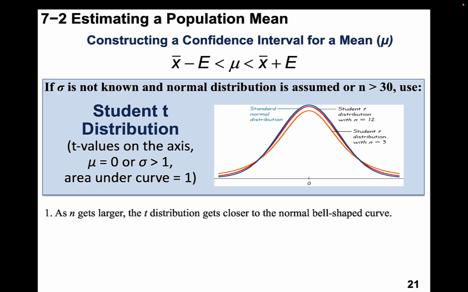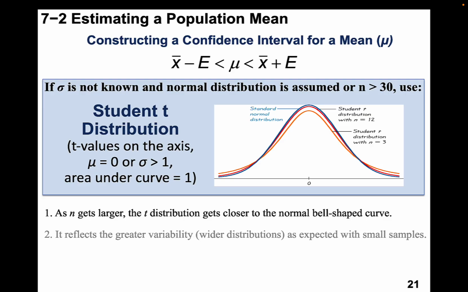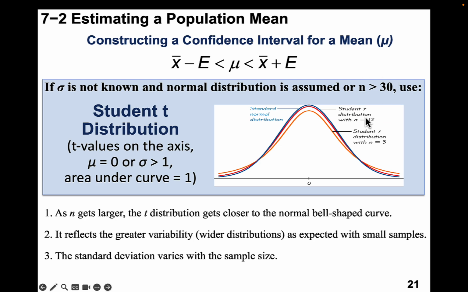A couple things to note about the student t distribution: as n gets larger, the t distribution gets closer to the normal bell-shaped curve. It reflects the greater variability, or the wider distributions, which is expected with small samples. The standard deviation varies with the sample size. We can see one example here, how n went from 3 to 12 and how the bell changes.